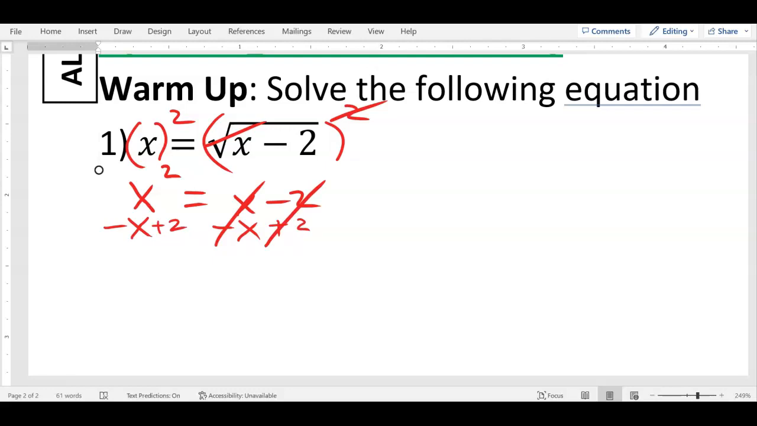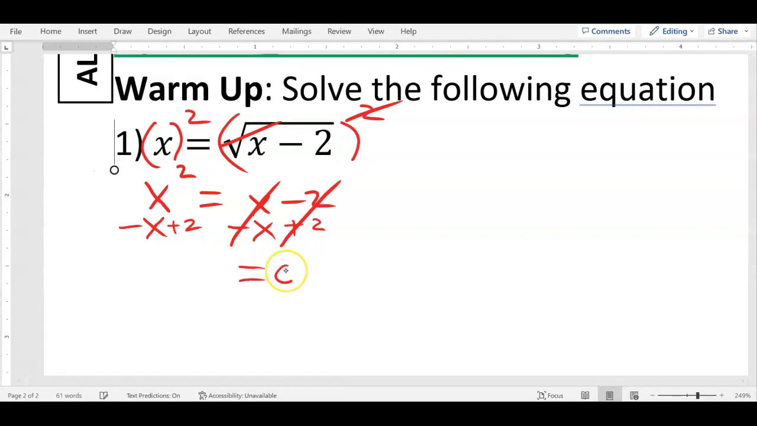Well, so here's the deal. On the right side, we canceled out everything, which is great because we want it to equal 0, so that's good. On the left side, all 3 of these things, they don't combine. They're all separate. So you're going to have an x squared, then you're going to have a minus x, then you're going to have a plus 2. So you're going to write it as x squared minus x plus 2 equals 0.